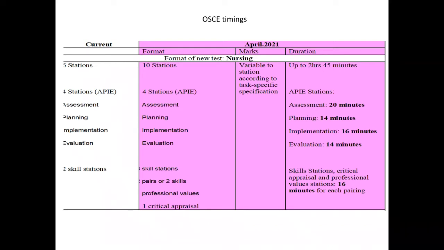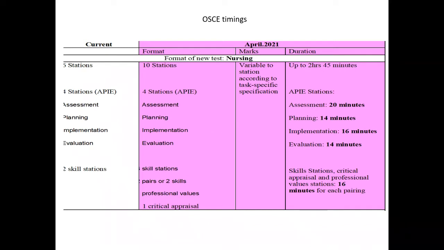So the current one is in the white column on the left. Right. Oh yeah, sorry. So the current one, which is 6 stations. As I've mentioned, we have the 4 stations first, which is your APIE: assessment, planning, implementation, and evaluation, and we've got the 2 skill stations.